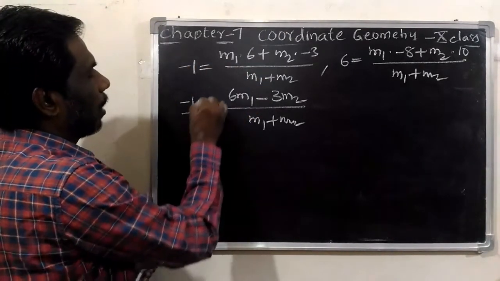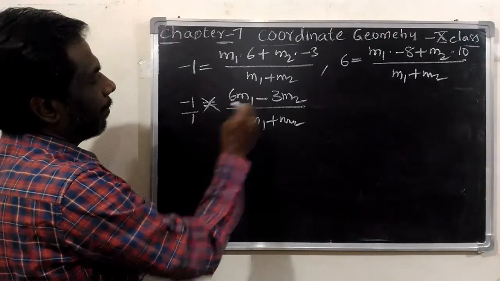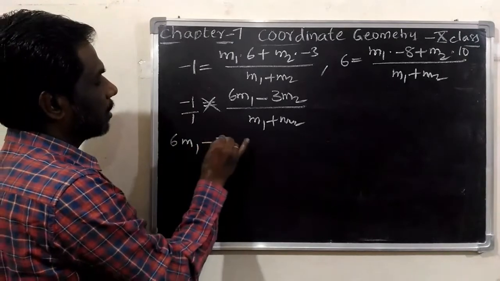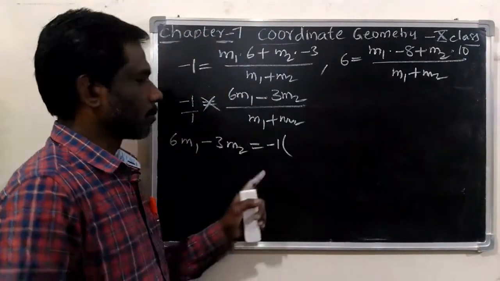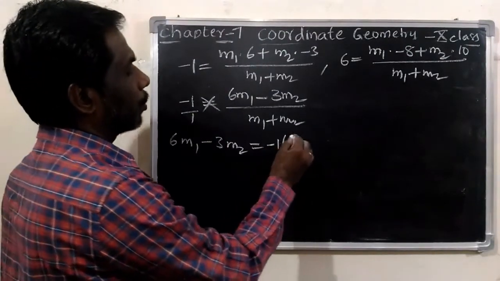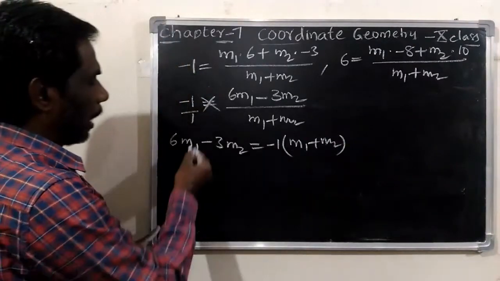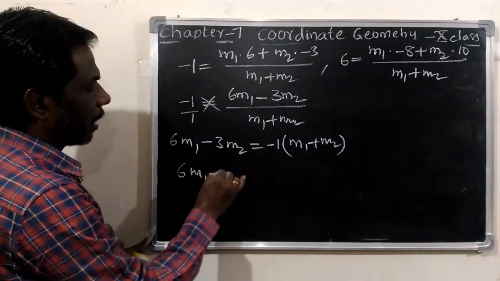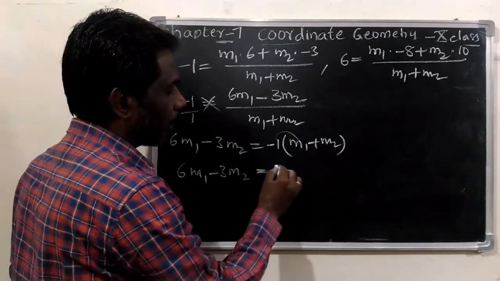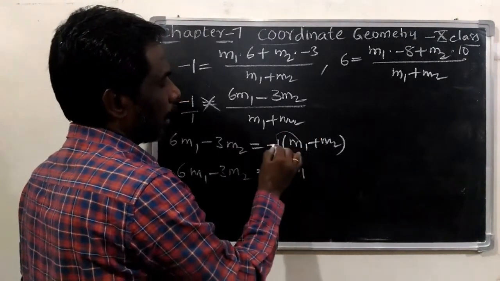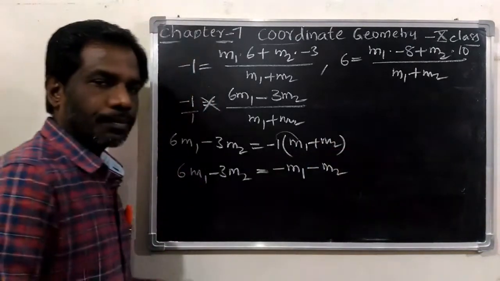So we can write this over 1 and do cross multiplication. So 1 into 6m1 minus 3m2 is equal to, here, minus 1 into m1 plus m2. Write this 6m1 minus 3m2 as it is, equal to minus 1 into m1, that is minus m1, and minus into plus, minus 1 into m2, is minus m2.